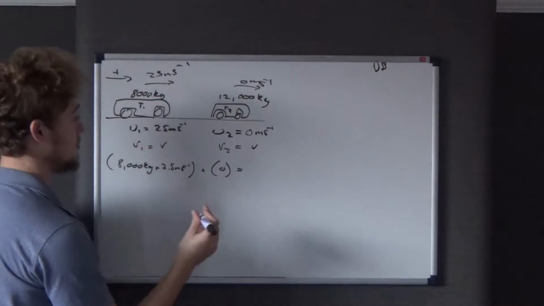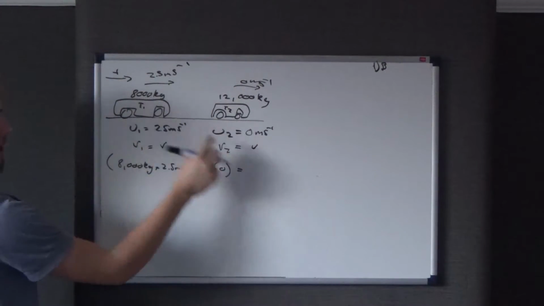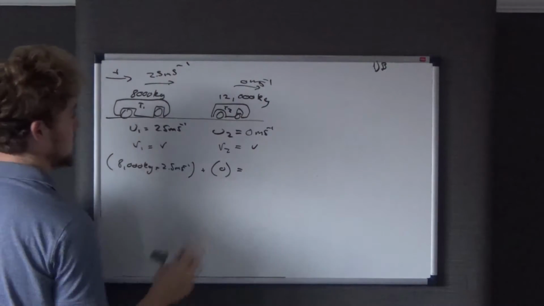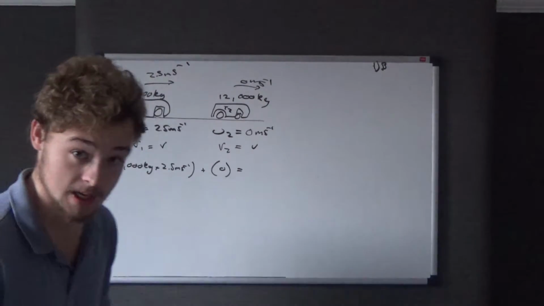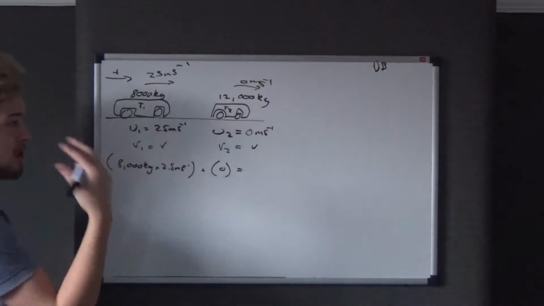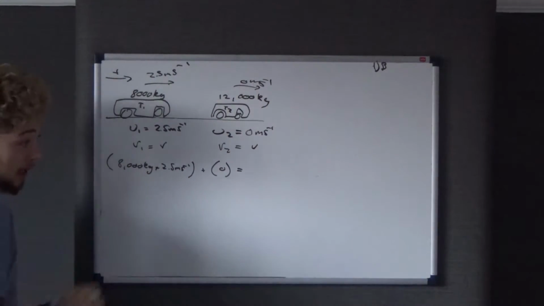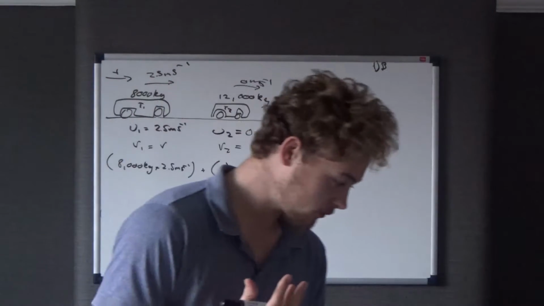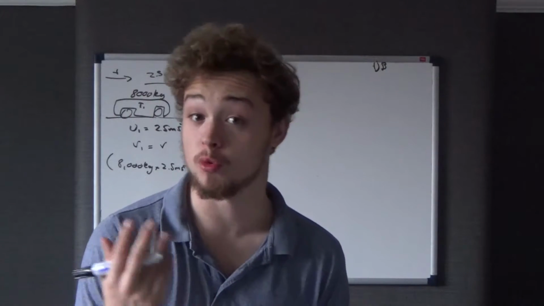And that's equal to total momentum afterwards. Now there's no point putting 8,000 times V plus 12,000 times V because they're timed by the same velocity. So you can simply do a skip step because, as I say, you're not being given marks on your working out.